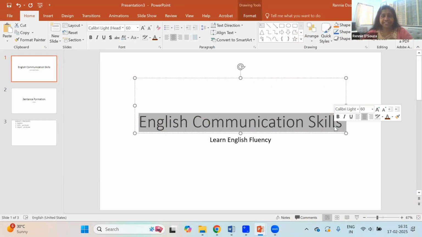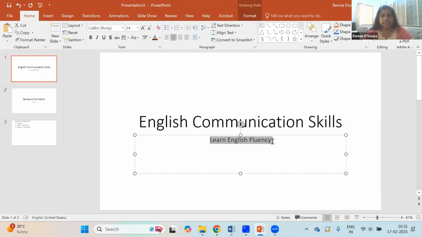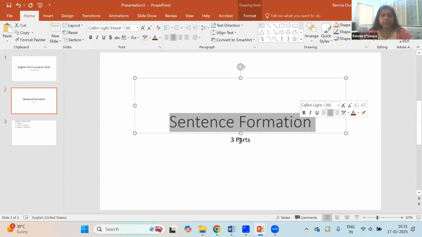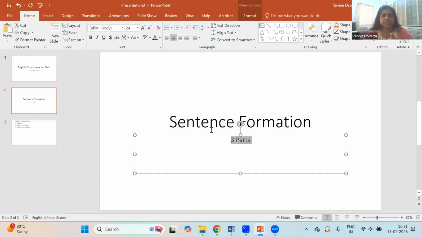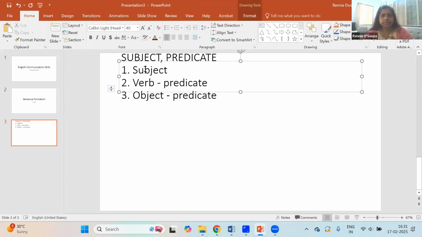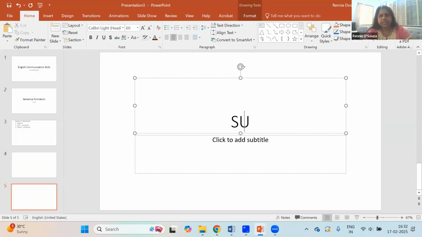Do you want to increase your English communication skills? Learn English fluency. To learn English fluency, you should learn the formation of a sentence in English. To know that, you should know there are three parts in a sentence: the first one is subject, the second one is verb, and the third one is object. Note that verb and object come under predicate, because basically there are two parts, subject and predicate.